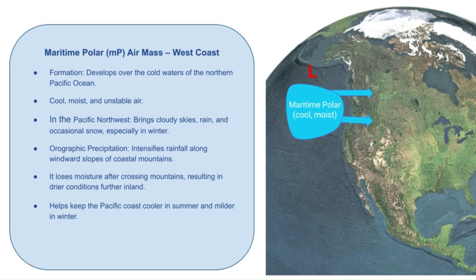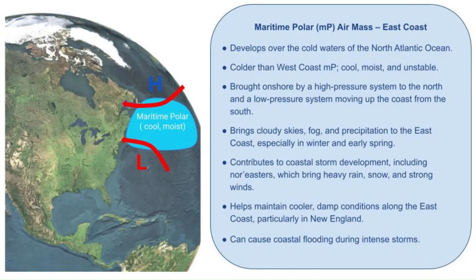The maritime polar air mass affecting the east coast forms over the cold waters of the North Atlantic Ocean. It is cool, moist, and unstable, often bringing cloudy skies, fog, and precipitation to the northeastern US, especially in winter and early spring. As the maritime polar air mass moves inland, it contributes to storm development along the coast, including nor'easters, which can bring heavy rain, snow, and strong winds.